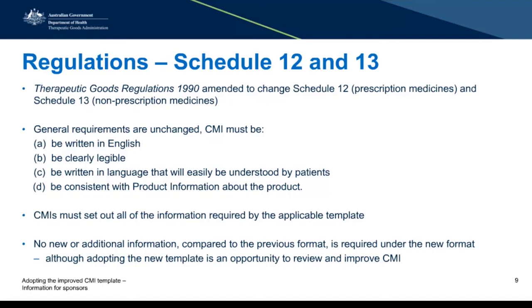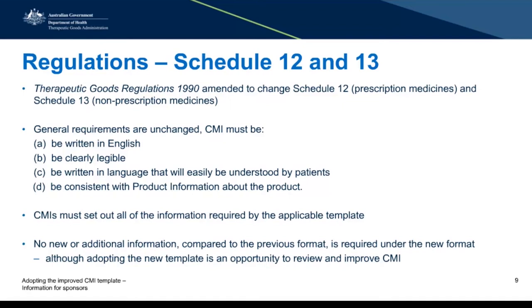It still lists under the new regulations that a CMI must be: A, written in English; B, be clearly legible; C, be written in language that will be easily understood by patients; and D, be consistent with product information about the product. The important part about D, and something that I have heard some feedback from sponsors around, is concern about how do they appropriately align with the product information in the CMI. The important part to understand is that it doesn't need to be duplicative of the product information, and it doesn't have to comprehensively reflect every piece of information that's in the product information.